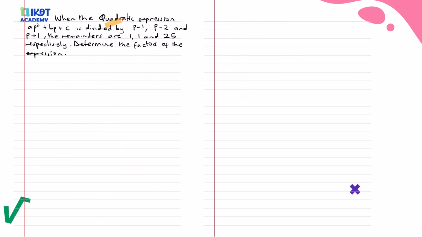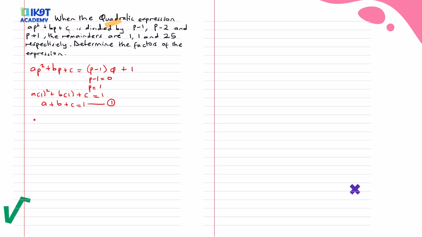Then we have when the quadratic expression is divided by this and this, the remainders are. This is the same concept, but just that here the variable is p instead of x. So we are going to bring this ap squared plus bp plus c. When divided first time by p minus 1, what's the remainder? The remainder is 1. So p minus 1 is 0, p is 1. I substitute p in. So we have a plus b plus c is equals to 1. I can call this equation 1.